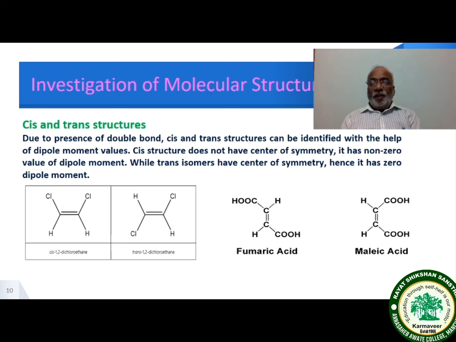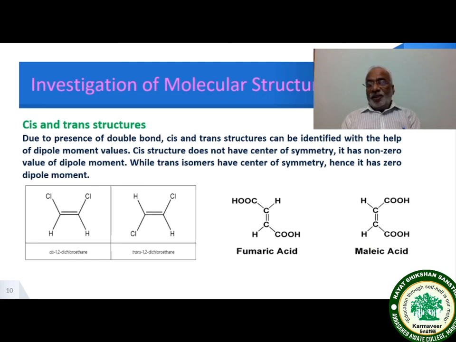has a center of symmetry with respect to the carbon-carbon double bond. If we consider the center of symmetry is at the center of the carbon-carbon double bond, then if we move from one COOH group through the center to the other side, you will find the same group present at the same distance from the center itself. And that's why the molecule is trans in nature. So the trans isomer has a center of symmetry and it has zero dipole moment.